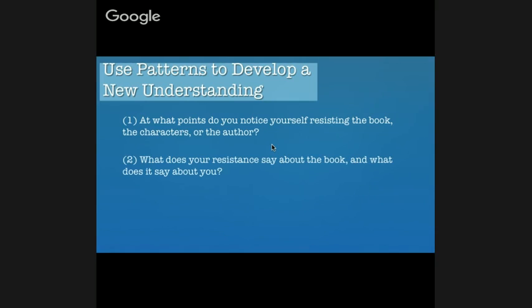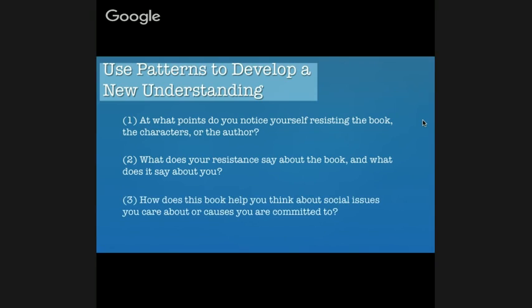The second question, what does your resistance say about the book, and what does it say about you? So here, I'm not working only to assess the issues within the book or the biases that the author might hold, but I'm also really working to assess my own biases. Paul and Katie talked about this being important. Nieto and Bode talked about this being really important. So we not only need to think about the author, but we also need to think about ourselves and our reactions to that, and what that might say about us and the ways that we read the word and the world.